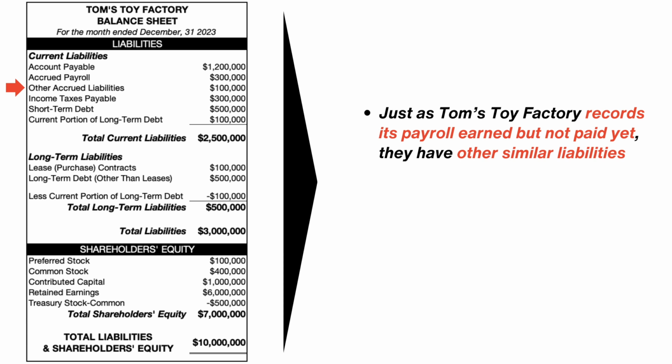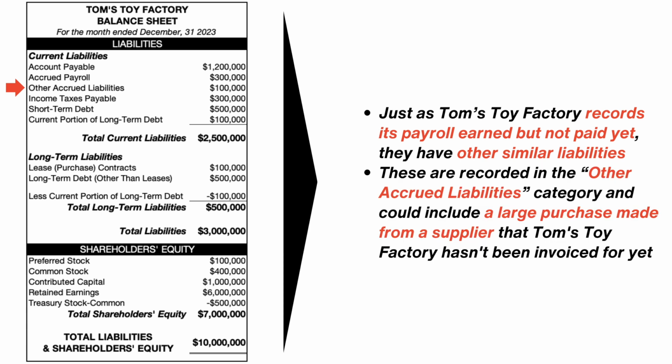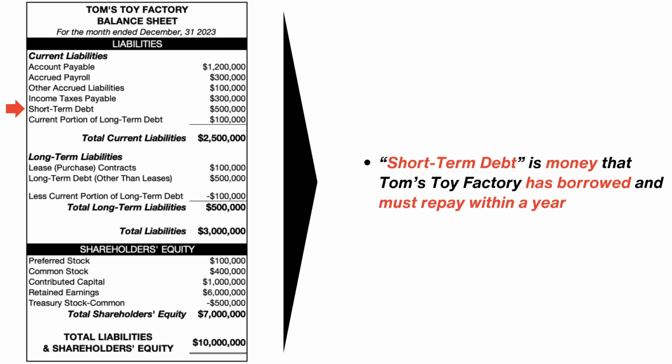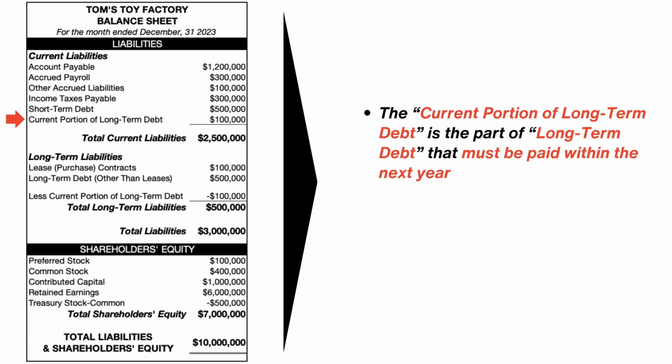Just as Tom's Toy Factory records its payroll earned but not paid yet, it has other similar liabilities. Those are recorded in the other accrued liabilities category and could include a large purchase made from a supplier that Tom's Toy Factory has not been invoiced for yet. Income taxes payable is the amount of money the company owes in taxes for its earnings but has not paid yet. Short-term debt is the money that Tom's Toy Factory has borrowed and must repay within a year. The current portion of long-term debt is the part of the long-term debt that must be paid within the next year.